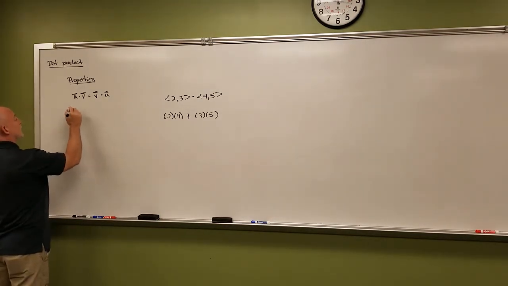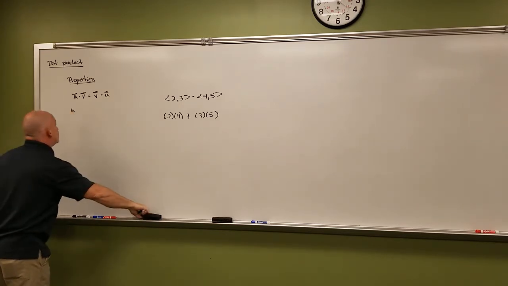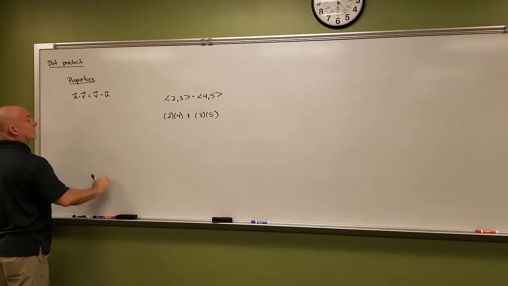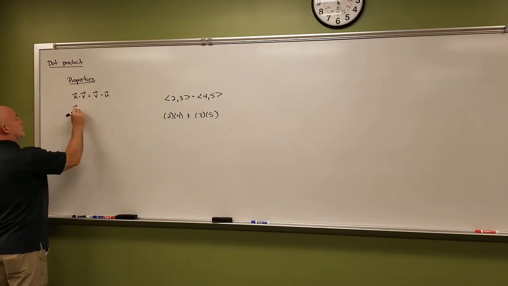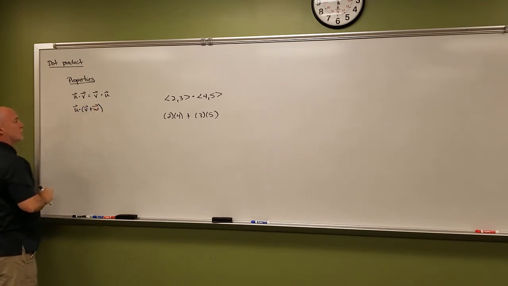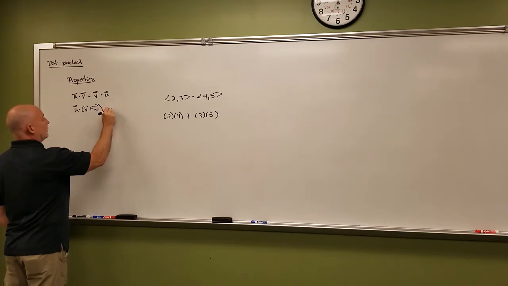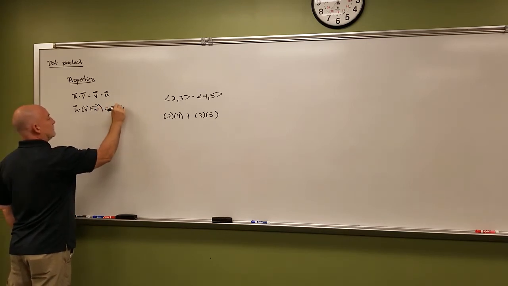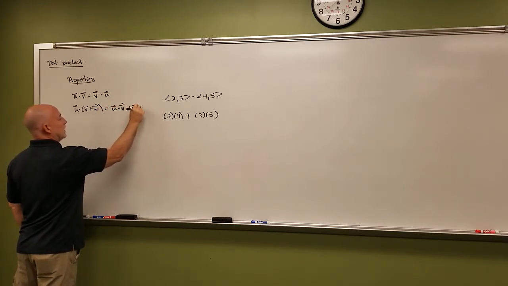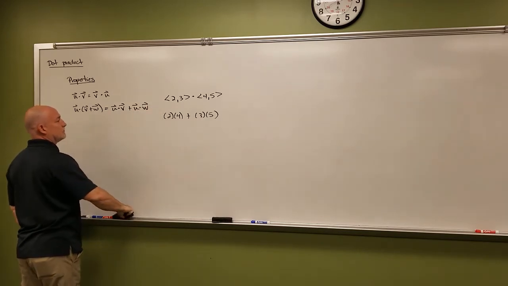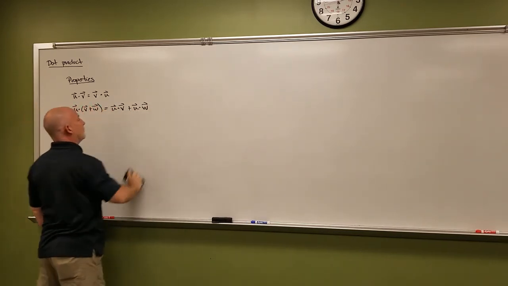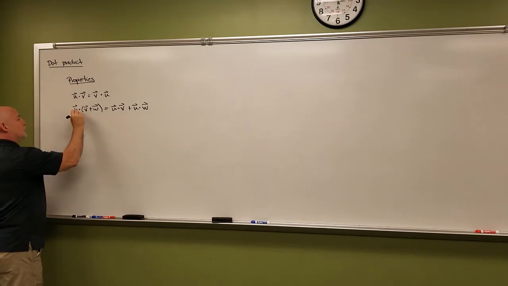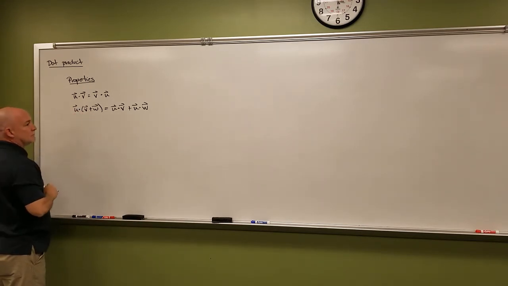Let's see here. What if we have u dot (v plus w)? That kind of looks like our distributive property, right? That's another property that we have with multiplication. Well, that actually holds up the same. That would be u dot v plus u dot w. Nice and easy. So our distributive property still holds up, distributing multiplication across addition.